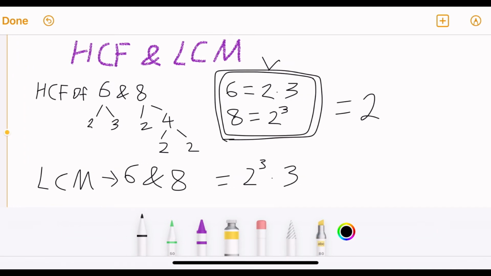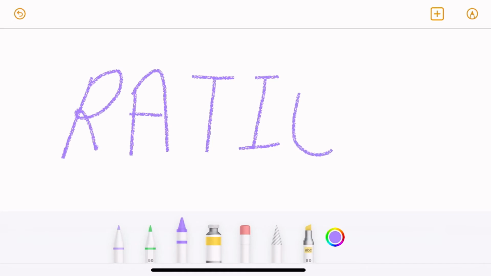And realize that the highest common factor, 2, is smaller than 6 and 8, and the lowest common multiple, 2 to the power 3 times 3, is obviously bigger than 6 and 8. But for our final answer for the lowest common multiple, it will be good if we can leave it as an ordinary number. So 2 to the power 3 multiplied by 3 is 24. And that's it.